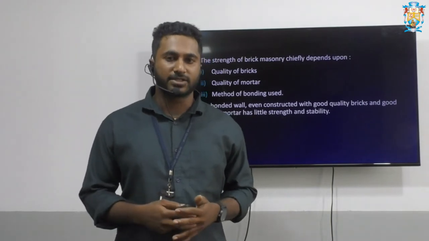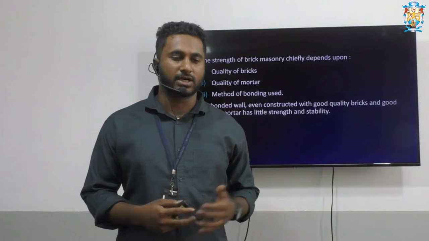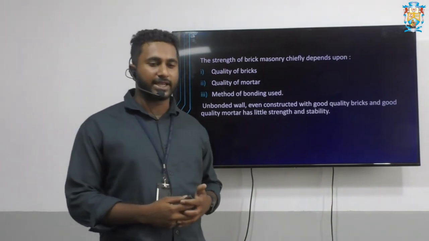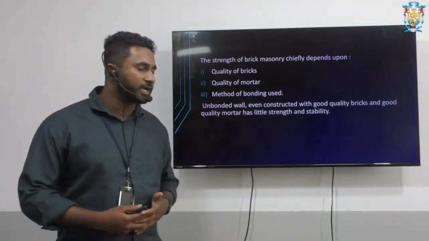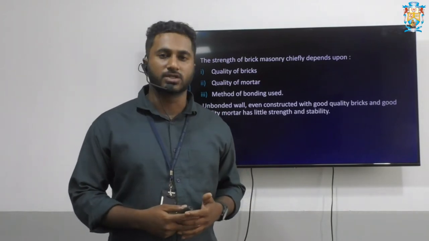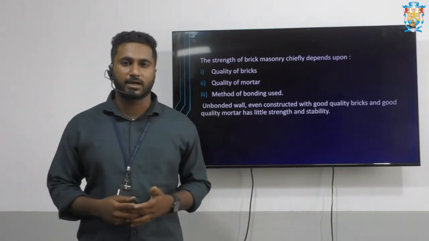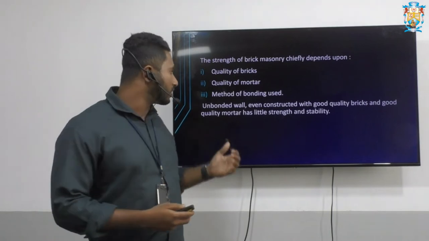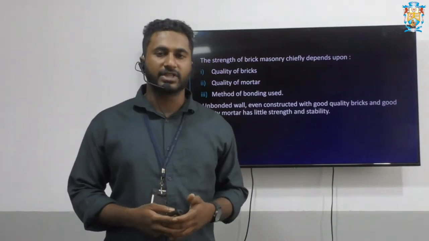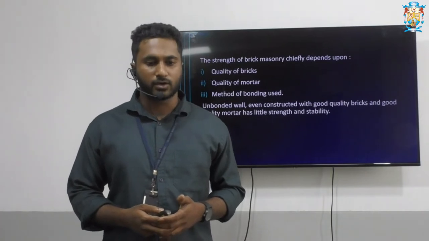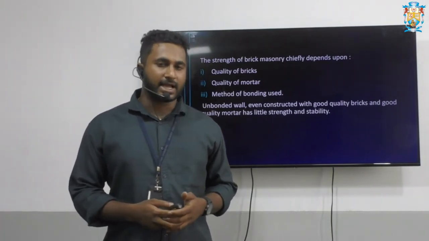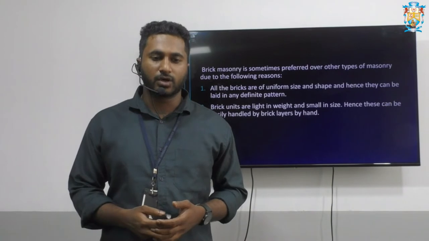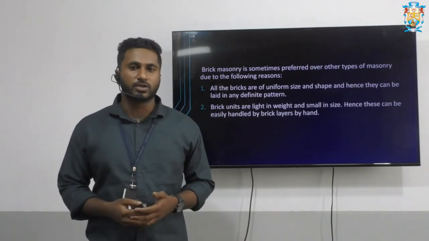Next, coming to the strength of brick masonry. The strength of brick masonry chiefly depends upon various qualities: the quality of the bricks, the quality of mortar, and the method of bonding used. There are various types of bonds used in brick masonry, like English bond and Flemish bond. An unbonded wall, even constructed with good quality bricks and good quality mortar, has little strength and stability.